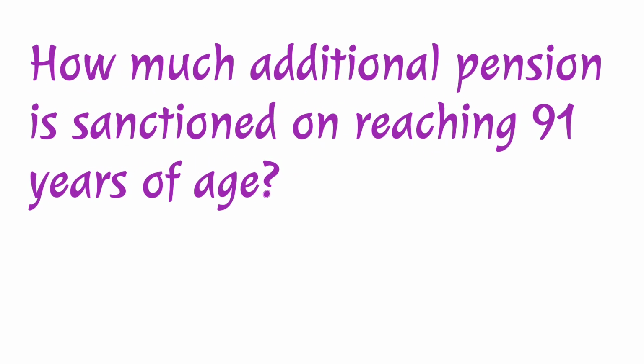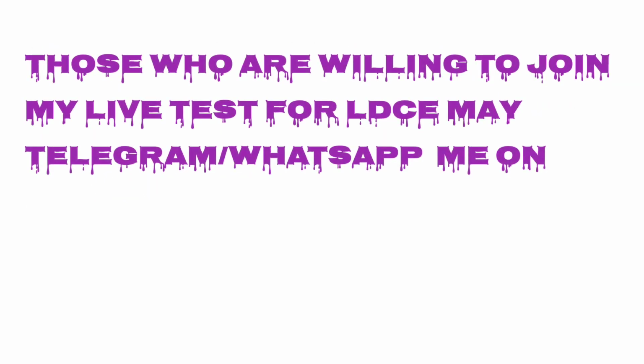How much additional pension is sanctioned on reaching 91 years of age? Here is one trick I have already given in my videos. Start from 80 to 20: 80 plus 20, 100. For every 10 years of age increase, 5% additional pension increases. So here, at 91, it is 40%.